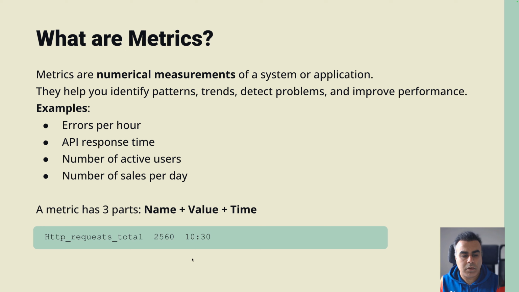One example of a metric is the total HTTP requests. So there is a name, there is a value, and there is a timestamp. And this is just for demonstration, because it's not a real timestamp. A timestamp is a long number that will be stored in the database. And as I mentioned, it's just for demonstration.